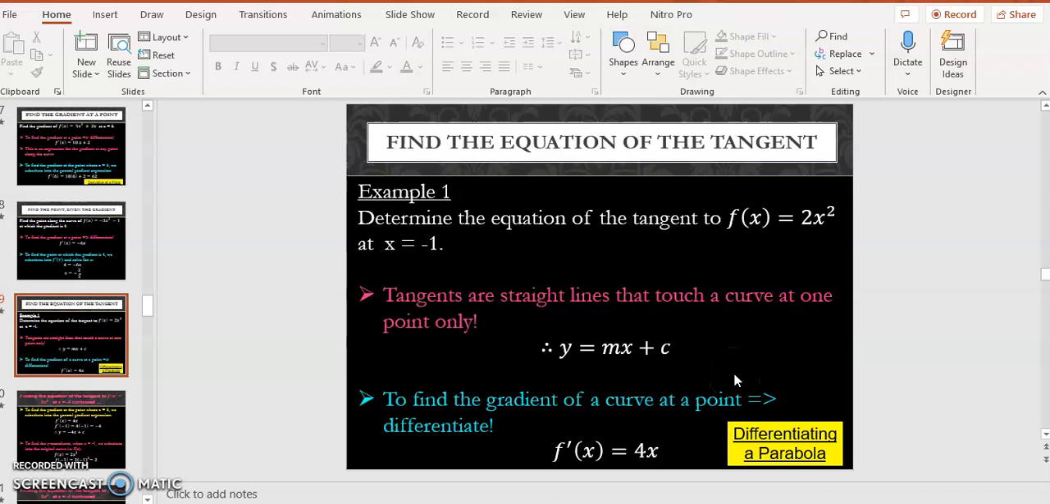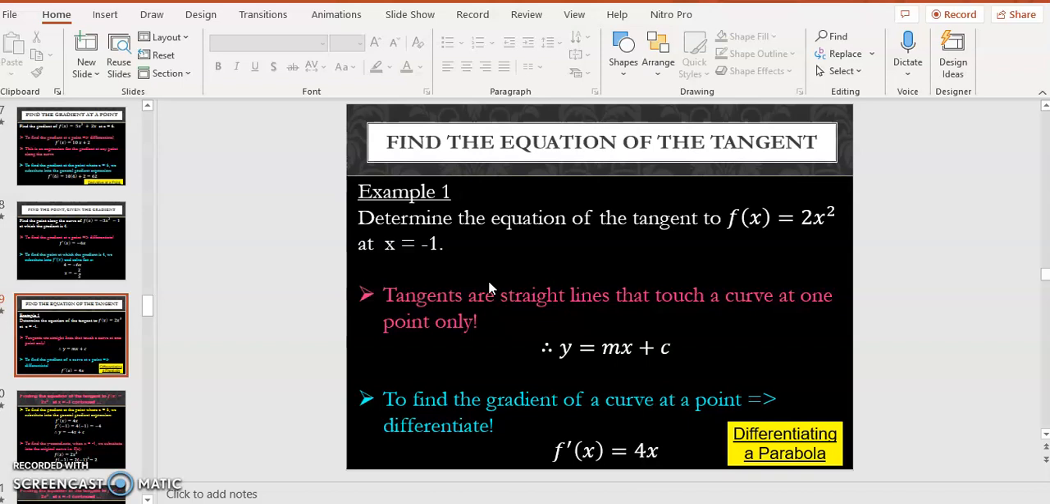The first thing that we are going to do is look at the equation of a tangent. Assuming we look at this example: determine the equation of the tangent to f of x equals 2x squared at x equals minus 1. So this time they want us to find the equation of the tangent. And you know, a tangent is a line that touches a curve, but it doesn't cut through it. So it touches the curve at only one point. It does not pass through the curve.